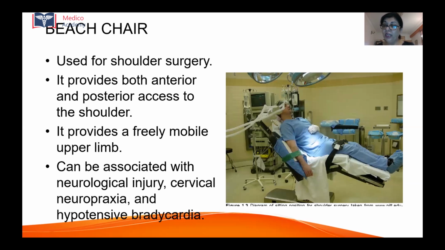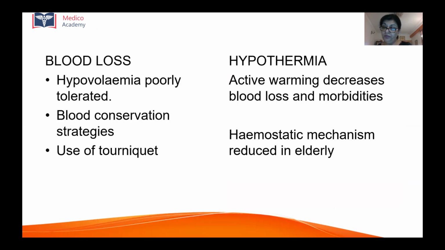Now beach chair position, it is used for shoulder surgery. It provides both anterior and posterior access to the shoulder. It provides a freely mobile upper limb and can be associated with neurological injuries, cervical neuropraxia, and hypotensive bradycardia. The endotracheal tube should be well secured and the neck should be well supported.